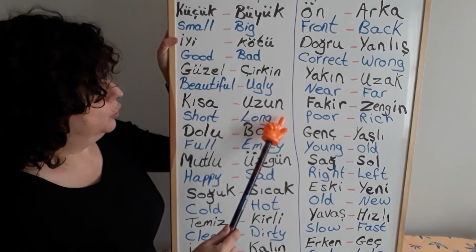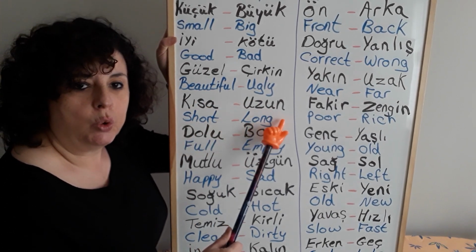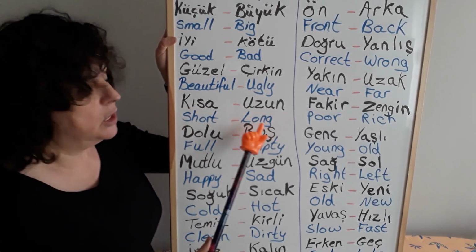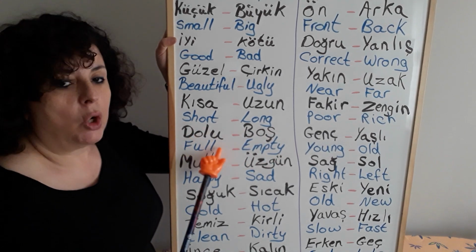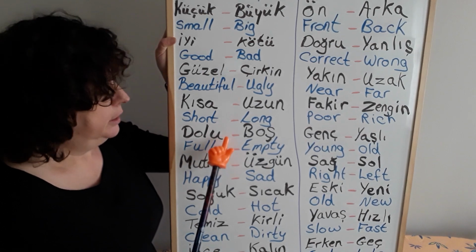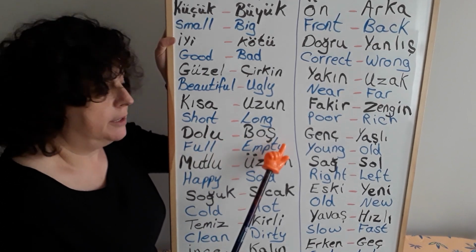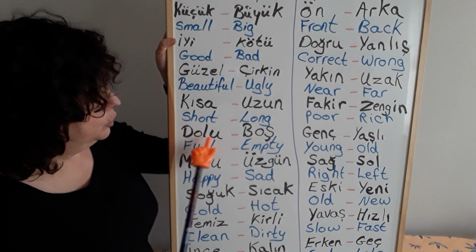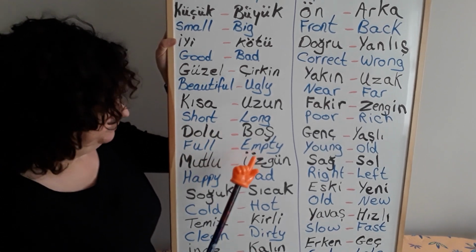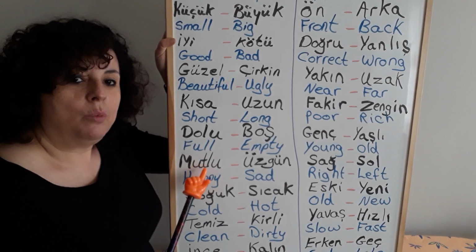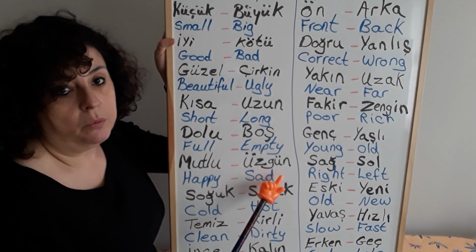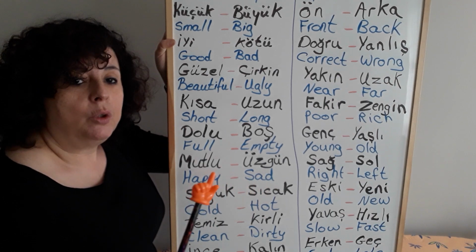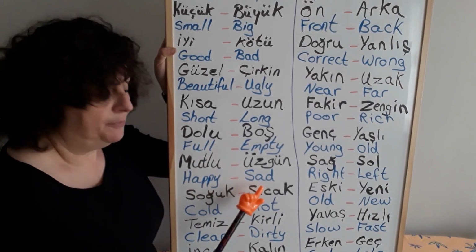Kısa, uzun. Short, long. Kısa is short, uzun is long. Dolu, boş, so SH, boş. Dolu is full, boş is empty. Dolu, boş, full, empty. Mutlu, üzgün. Mutlu is happy, üzgün is sad. Mutlu, üzgün, happy, sad.